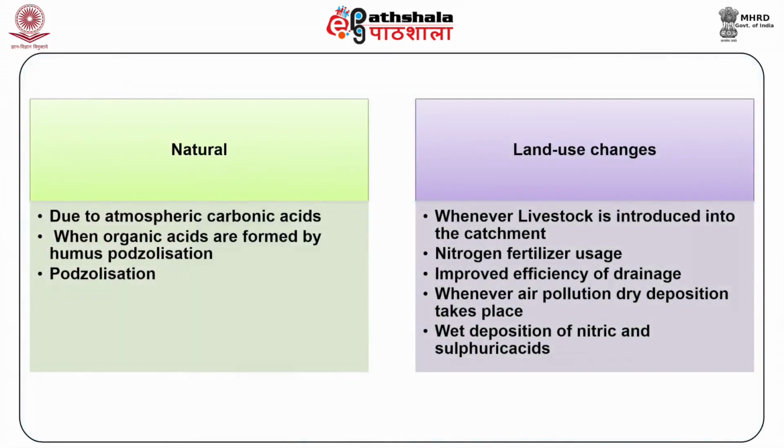Causes: wherever natural geology is to some extent acidic, acidification takes place. Upland regions that are subjected to change in the land use over a couple of decades show the signs of acidification. Natural causes are due to atmospheric carbonic acids. When organic acids are formed by humans, podzolization. The land use changes whenever livestock is introduced into the catchment.